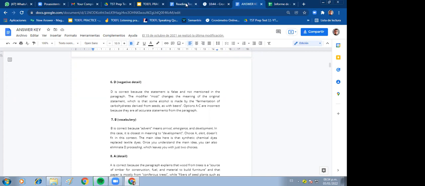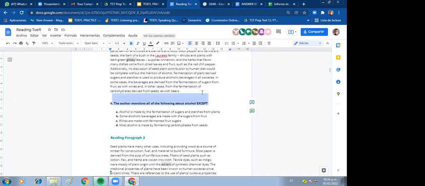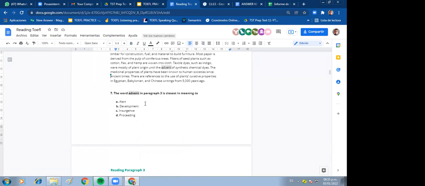In this question, you were supposed to choose the option that was not correct, okay? All of these are correct and are somehow stated in the reading passage, but this is not true because according to the text, some alcohol is made by fermenting carbohydrates from seeds, not most. So be careful with that. This is a tricky question, okay? Let's move on to question number 7. Please, Jimena Jordan, can you help me reading?